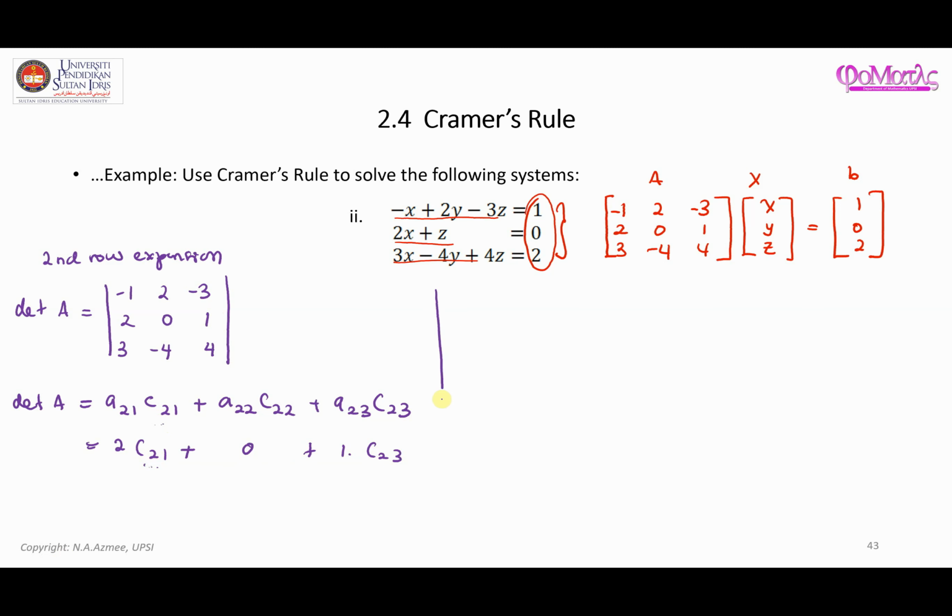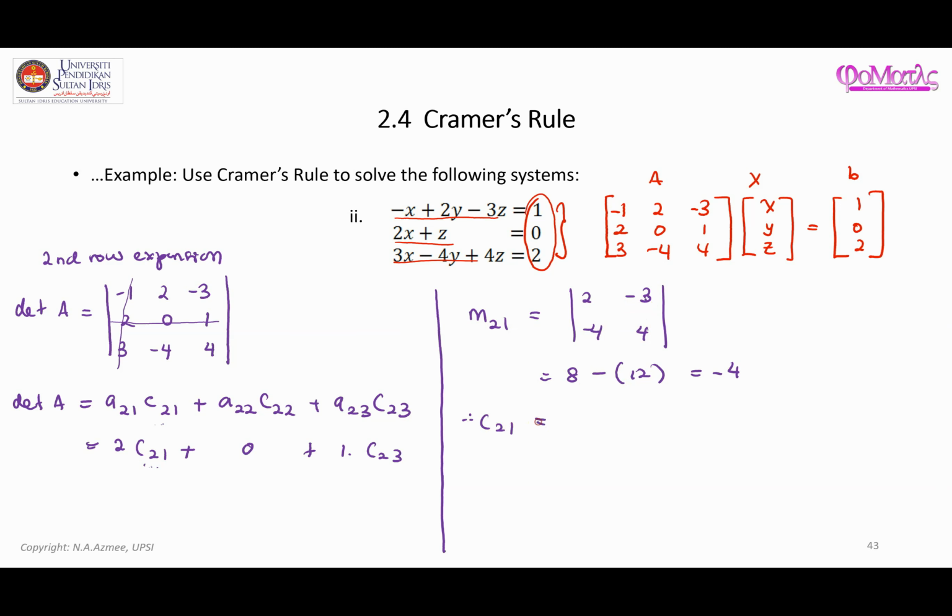So I'm just going to use this space. Well, in order to find C21, we're going to focus on M21 first. M21 can be obtained when you delete the second row and the first column. So the remaining values that you got are 2, -3, -4, and 4. Based on this, you can find the determinant of this matrix. So 2 times 4 is 8, minus these two values multiplied together. So here we have 12, and so M21 is -4.